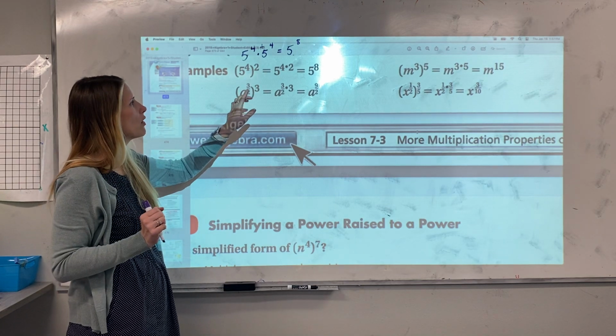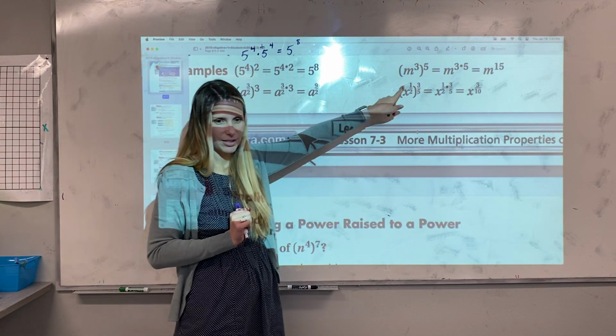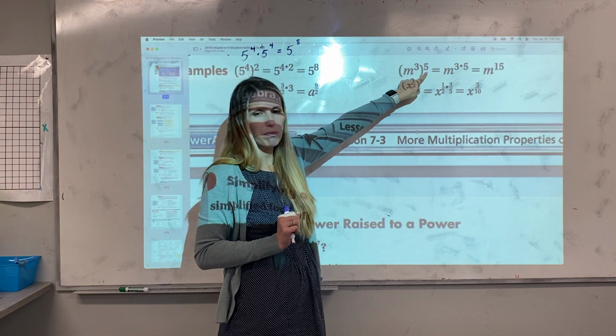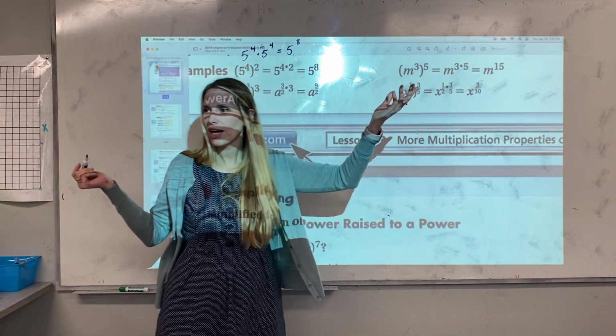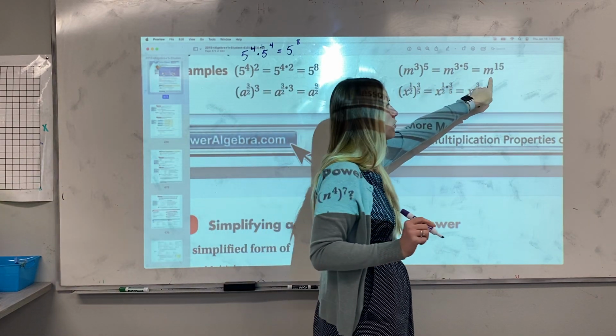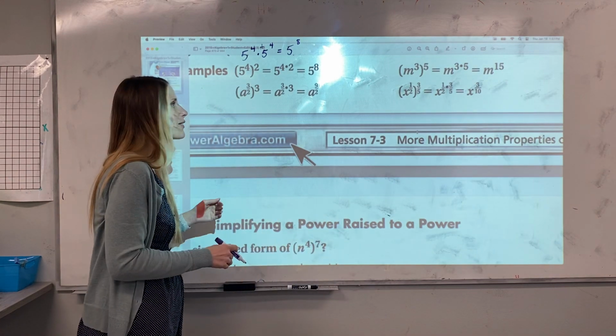All right, so I was actually just gonna go to this one, see how there's like more on the page over here. So m to the 3rd to the 5th power. What do we do with our exponents? Multiply them. Super simple, right? That's it, we're done. No, I'm just kidding. There's a lot more, okay?